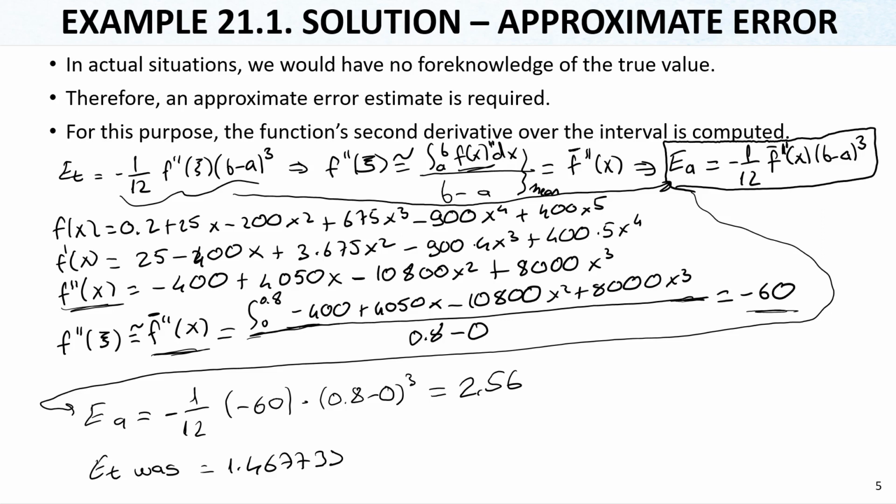And that's why we denote that the error is approximate by using the notation EA. So be careful on that rather than using ET. If you don't know the true value, use EA. If you know the true value, use ET. And you can see we can approximate the error as well using this formulation here. And don't forget to take the mean like this with this formula to get the approximate derivative value.